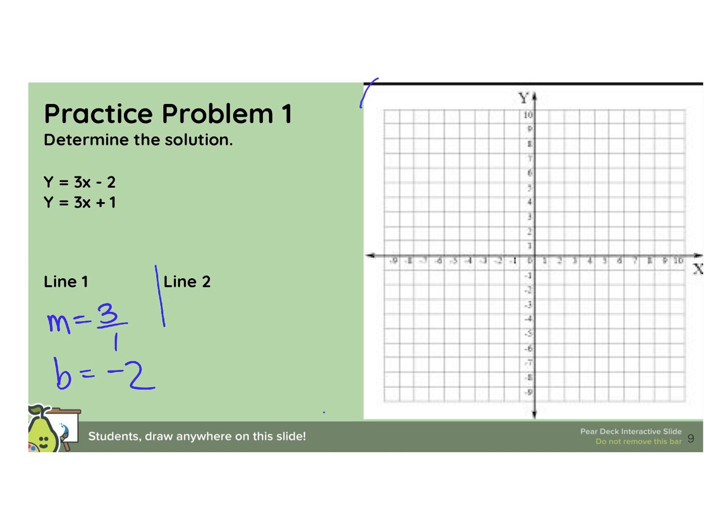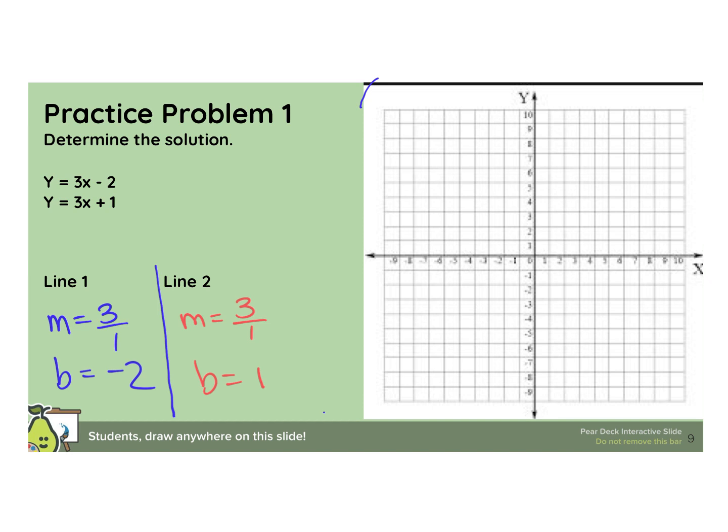Now I'm looking at line number 2, and I see they have the same slope, okay? So the slope is also 3 over 1. That means either no solution or infinite solutions. The y-intercept is 1. So we have the same slope, but different y-intercepts. So these aren't exactly the same, which means these lines should be parallel and there should be no solution.